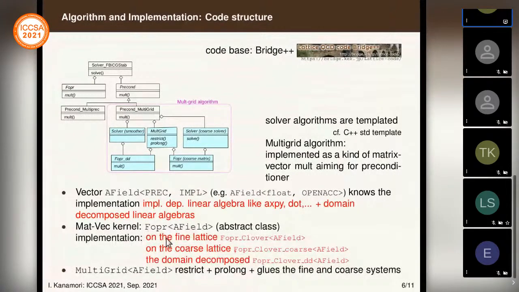And for our multigrid solver, we need to implement three types of kernels accessed through this interface. The first one is the matrix vector multiplication on the fine grid. The second is on the coarse grid. And the third one is a domain decomposed version on the fine grid that is needed in the SAP smoother.